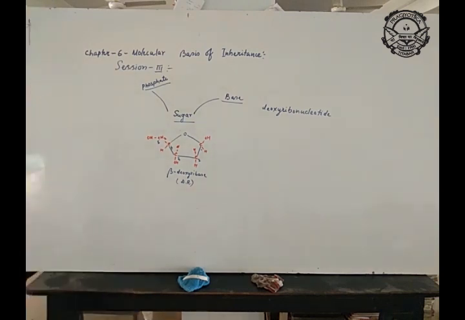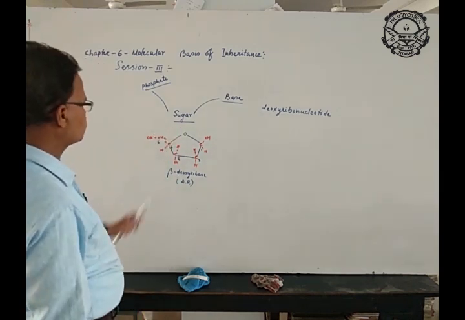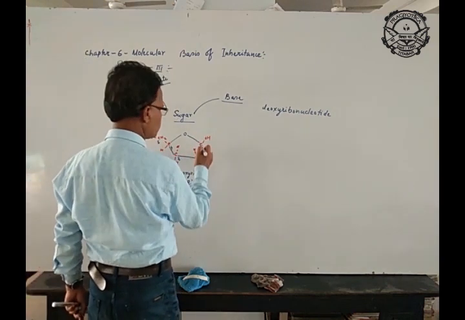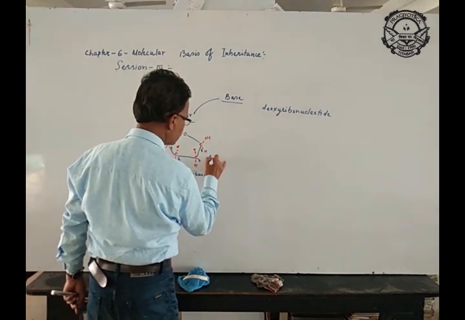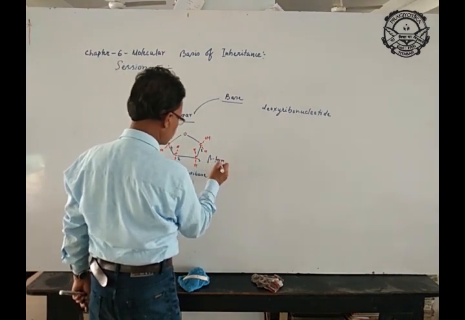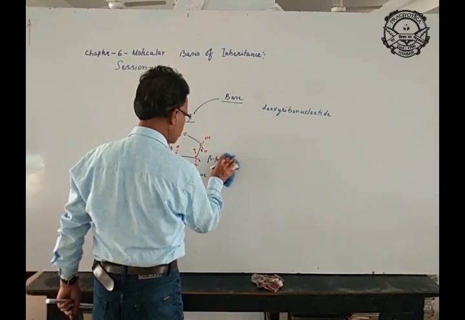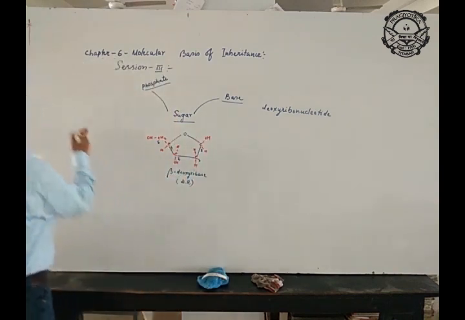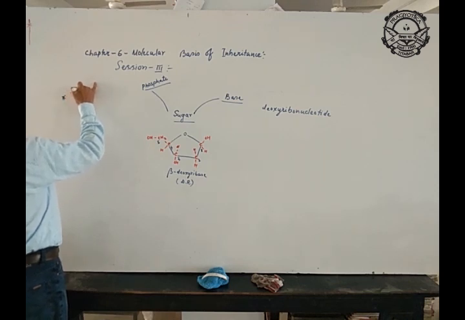Okay, the carbons are numbered 1, 2, 3, 4, 5. It is a deoxyribose sugar structure. The first carbon contains the hydroxyl group. This is the beta form, beta deoxyribose sugar. The pentose sugars present in nucleic acids are in beta form.